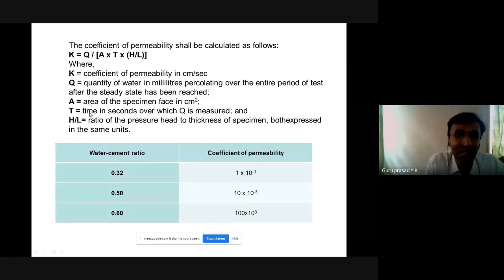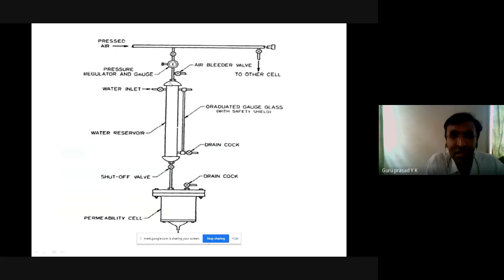T is the time in seconds over which Q is measured. So however many hours you have left it, you convert that into seconds. H by L is the ratio of pressure head to thickness of specimen. What do you mean by pressure head? In this water reservoir, you can measure a pressure head, and you can convert it to millimeters.